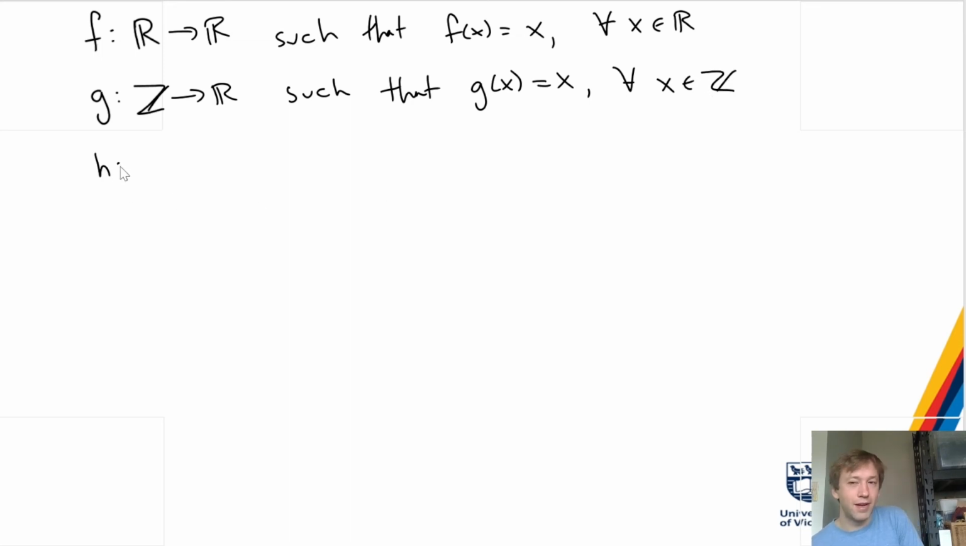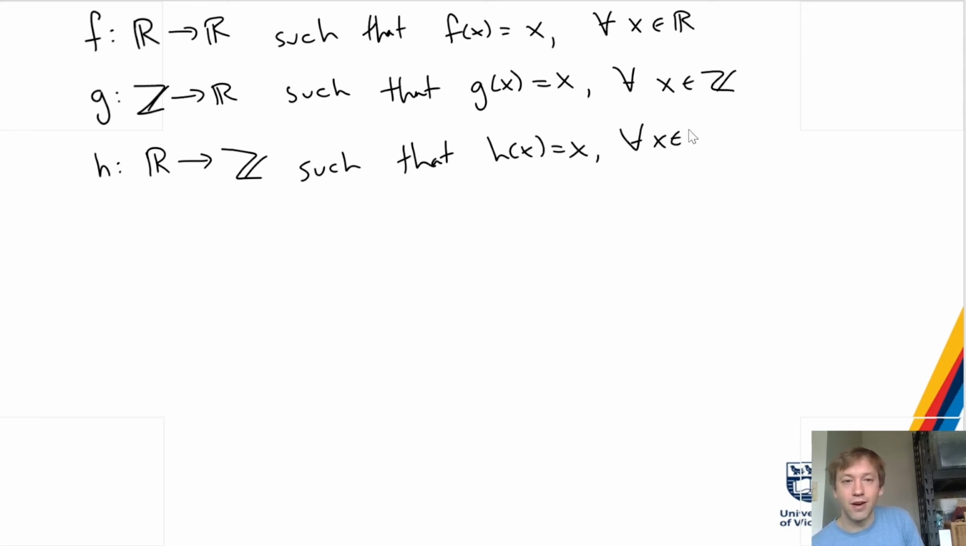Let's suppose I try to define h to be a function from the reals to the integers, such that h of x is x for all x in R. It feels like these three things are functions, and it feels like they're the same function, right? Because f of x equals x, g of x equals x, and h of x equals x.